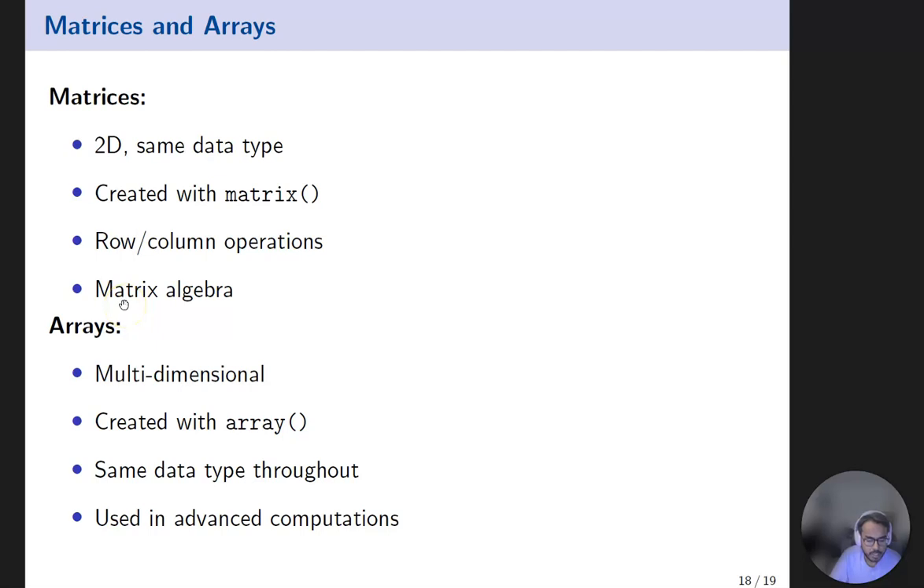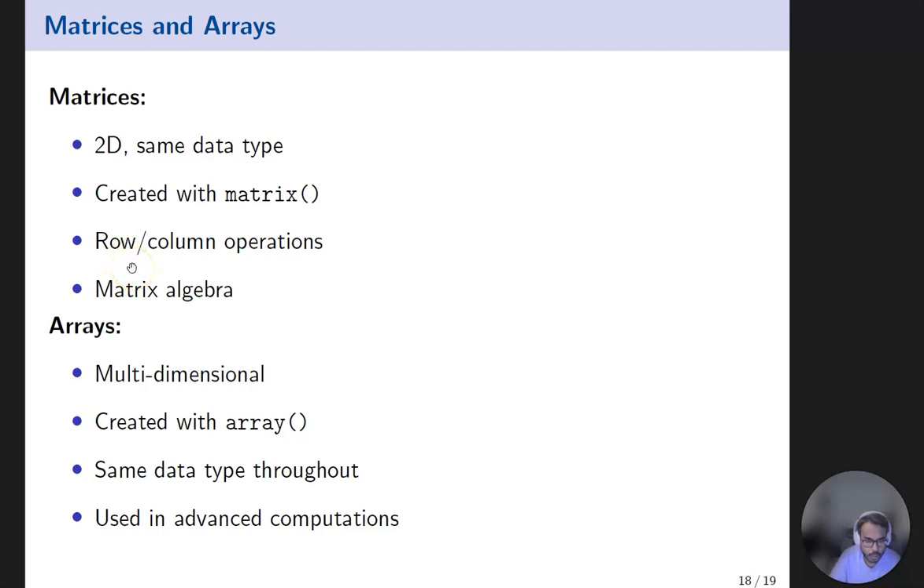Matrices are two-dimensional structures where all elements must be of the same type. We create a matrix using the matrix function. For example, I have this command, matrix(1:9, nrow = 3, ncol = 3). That's there in the R script that I've shared. What it will do is create a 3 cross 3 matrix filled with numbers 1 to 9, where we can access the elements using the row, comma, column.